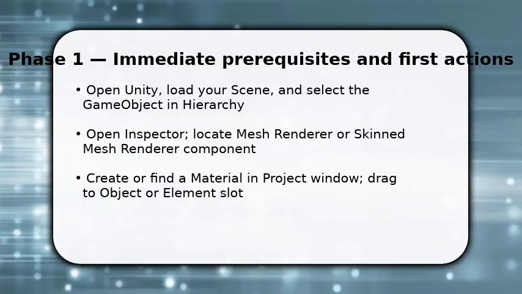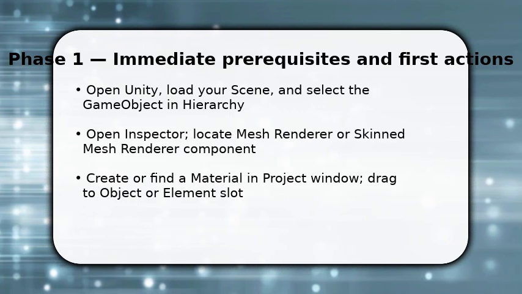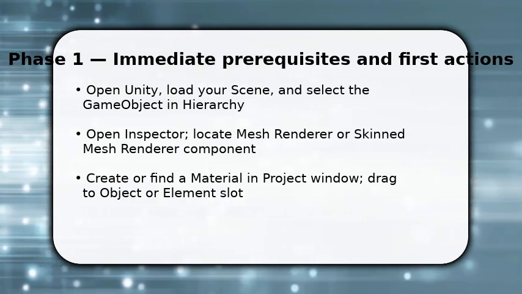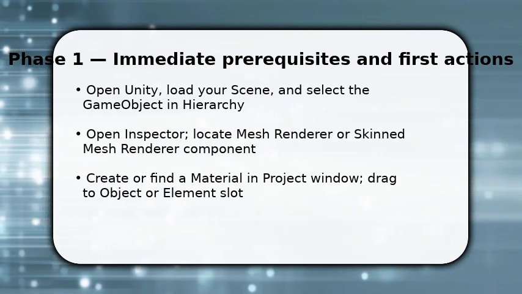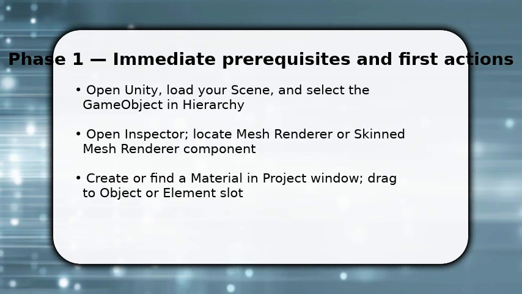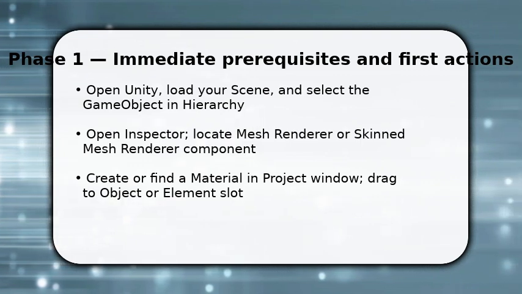You start by picking the object you'll modify. Select it in the hierarchy so Inspector shows its renderer. Next, open the project window and either create a new material or choose an existing one. This is your visual asset.